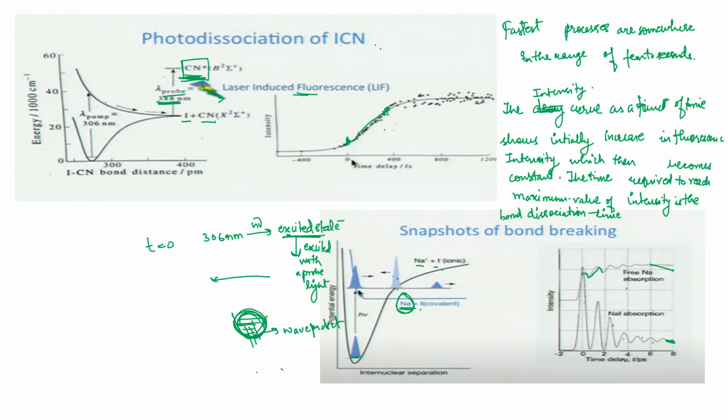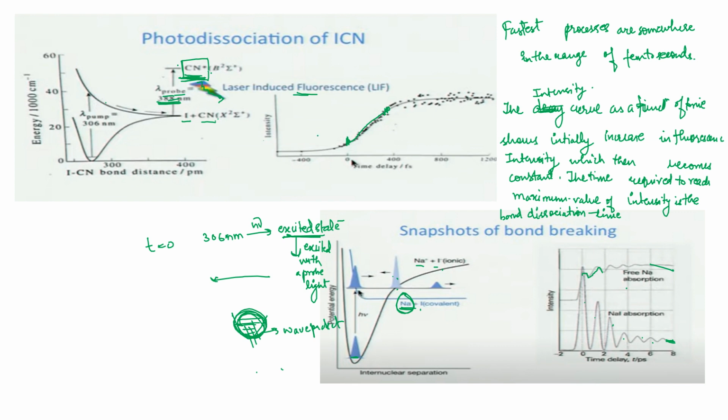Here in the ICN molecule, when you excite it with light of 306 nanometer, it is excited to a higher excited state, where some of the population was further excited with 308 nanometer light, which led to the dissociation of the bond to CN minus. This CN then shows a process that is the laser induced fluorescence, LIF.